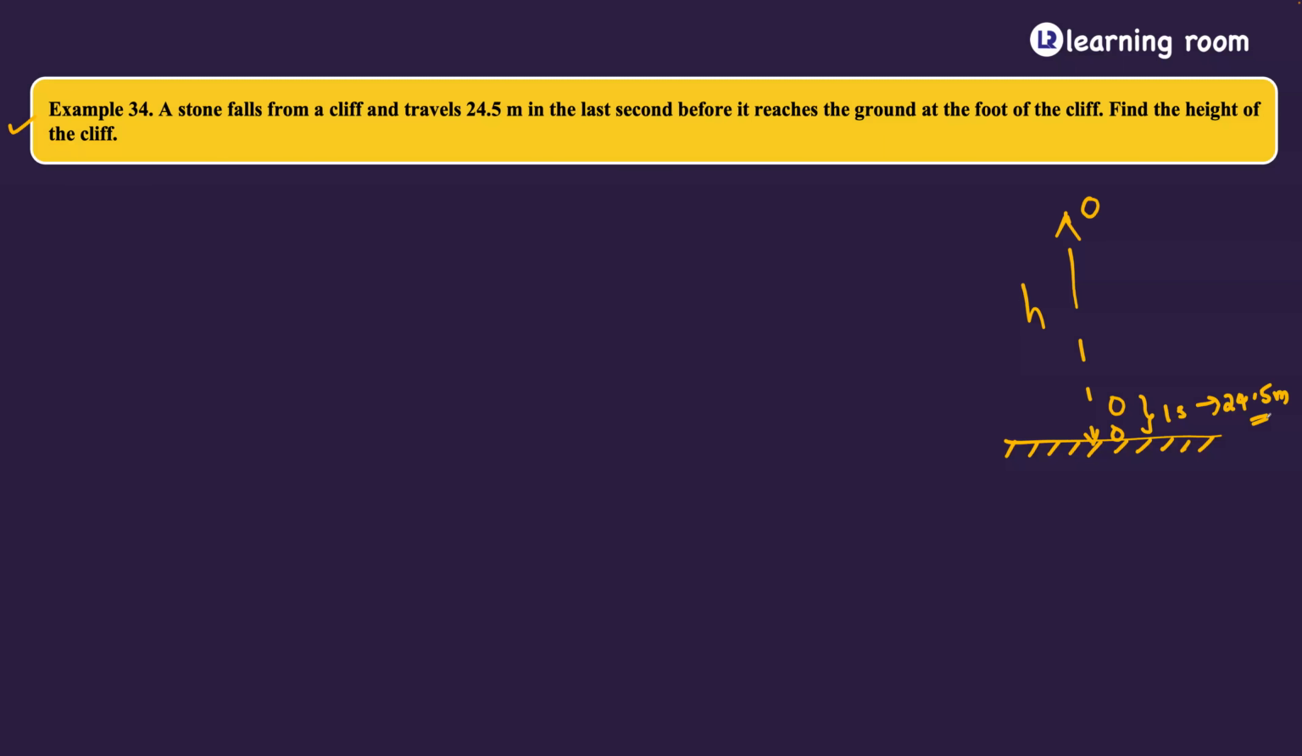Okay, but that is not going to be a constant value. Where will you take it as 24.5 meter per second? It is an average value. It is not the exact value at the second point. I don't know what is the velocity at that point.